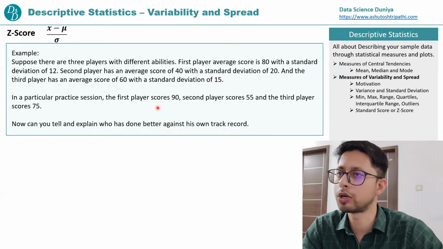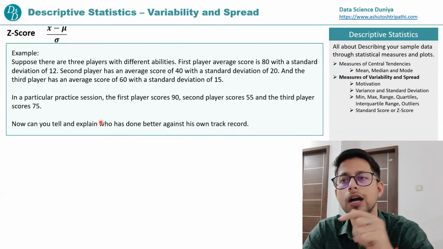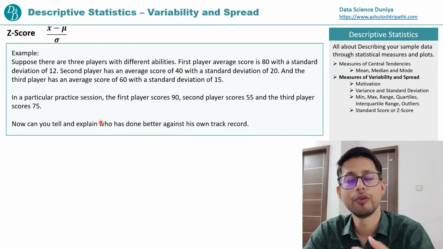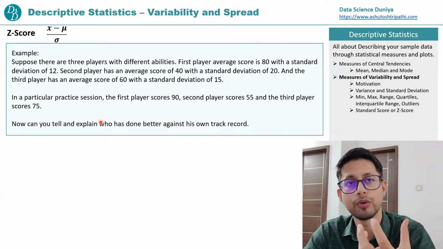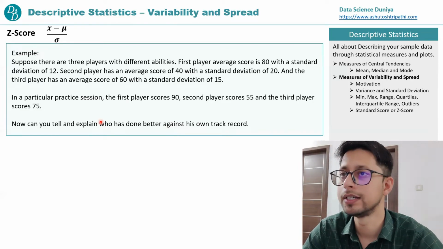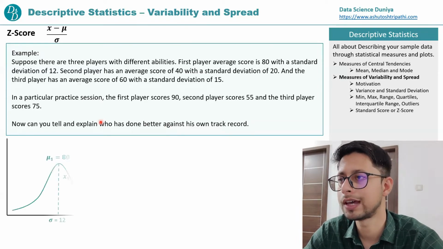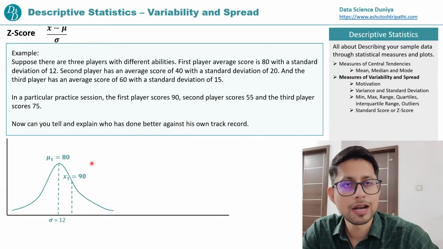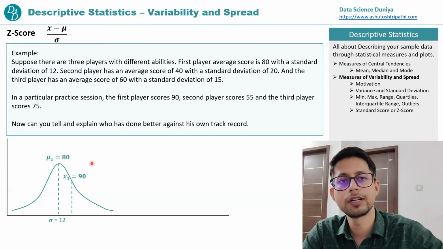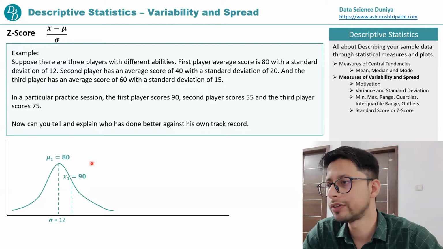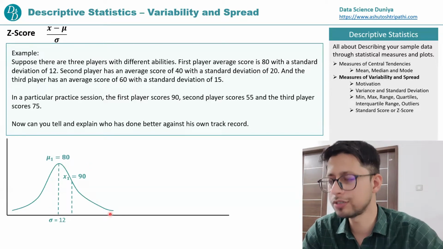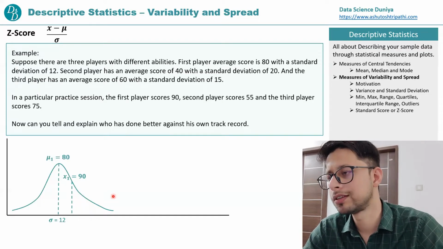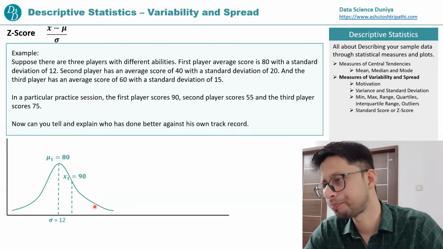Let's come back to the problem: how to identify which player has done better against his own track record. We want to compare them against themselves, in a way. We'll solve this problem with the help of Z-score. Z-score is related to deviation, and deviation is related to variability, so we plot a bell-shaped curve. This is also known as the normal distribution or normal curve. In the next video, I'm going to explain these curves and plots.